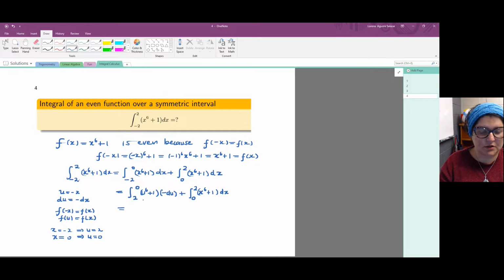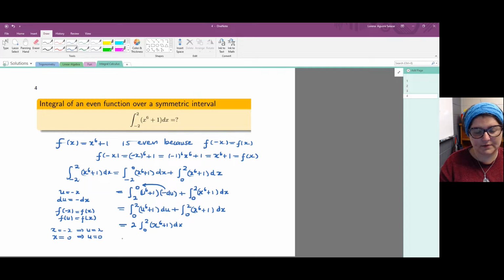But the integral from 2 to 0 is the same as minus the integral from 0 to 2. And we can use this negative sign to change the order of integration. So we have the integral from 0 to 2 of u to the 6 plus 1 du plus the integral from 0 to 2 of x to the 6 plus 1 dx, better. And we have exactly the same integral, just a different integration variable, but it doesn't really make any difference. So we have twice the integral from 0 to 2 of u to the 6 plus 1, or better, x to the 6 plus 1, because x looks more familiar.